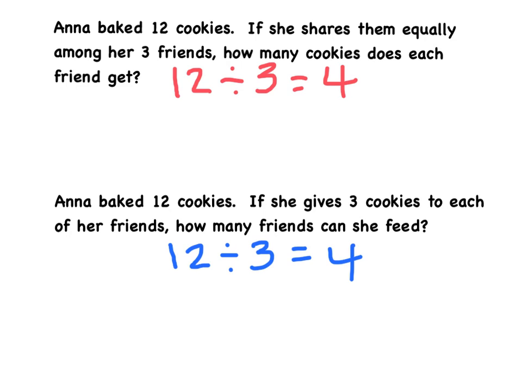But there's something important going on that's a little bit different in these two problems. So let's go back and look at the first one and think about the context of the problem, the story. We know that the 12 represents the cookies, and the 3 right here represents friends.